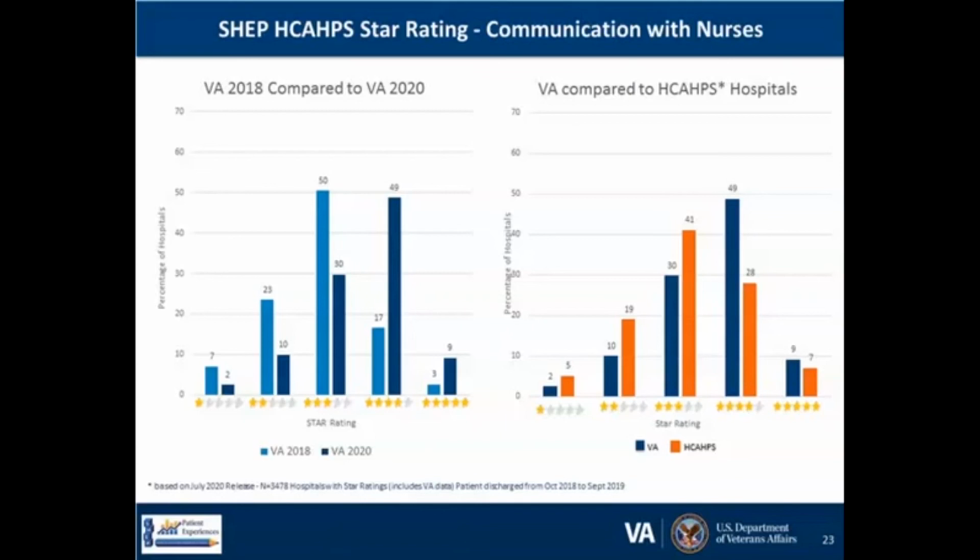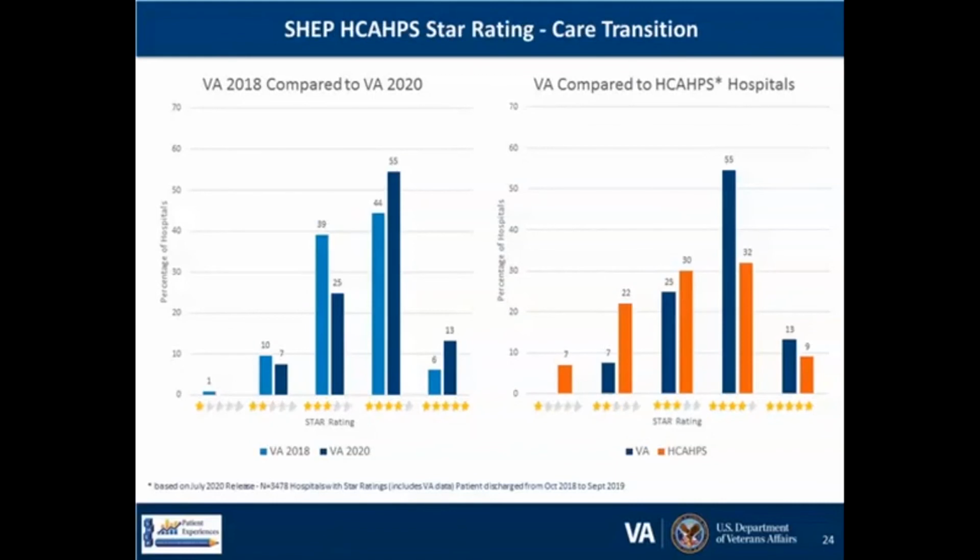Again, we can see the same thing. Next slide. Yeah, we see the same kind of pattern here for care transition. We've had a dramatic shift to the right between 2018 and 2020 in the percentage of facilities reporting 4 or 5 stars in care transition. And again, for care transition, we are outperforming the community for HCAHPS hospitals.